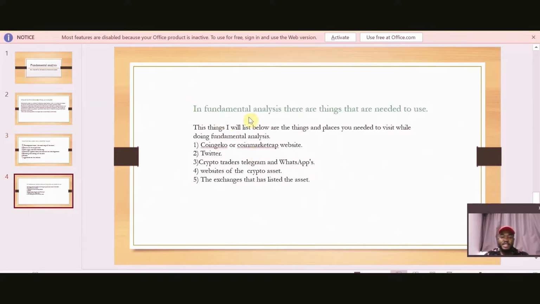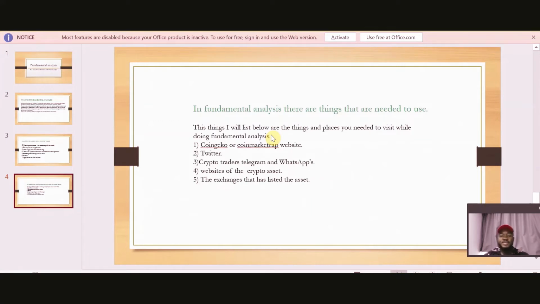So we go on again. In fundamental analysis there are things that you need to use. The things I will list below are the things and places you need to visit while doing fundamental analysis. First one is what? CoinGecko.